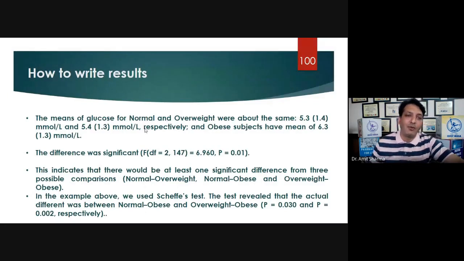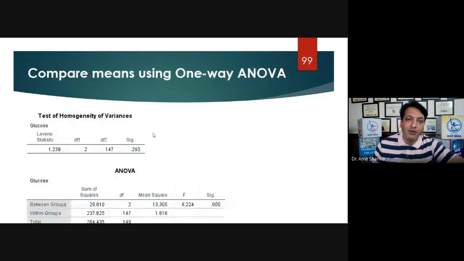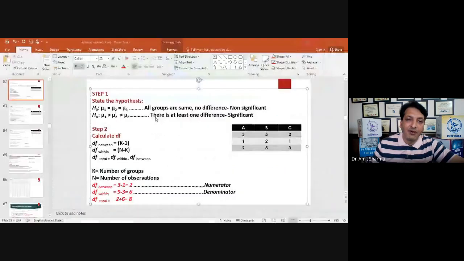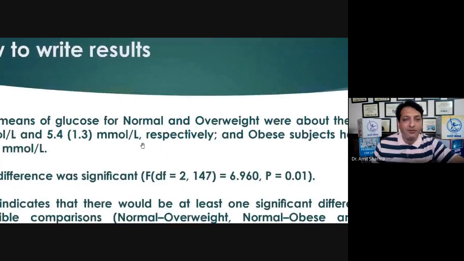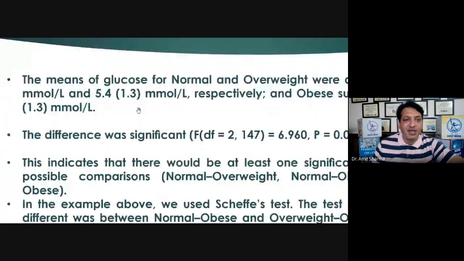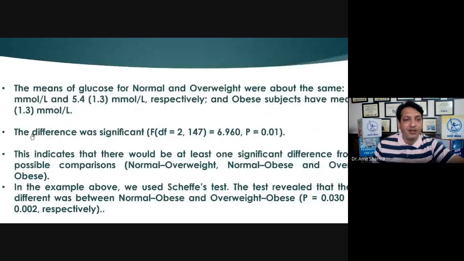Whatever data we have obtained from the first table, you can even mention the frequencies also, that is, how many persons were there in each group. So with the normal, you can write in the bracket the number of patients under the normal group, the overweight group and the obese group. So here only you can write in the bracket. Once you write the descriptive statistics, you can proceed to the results of ANOVA.